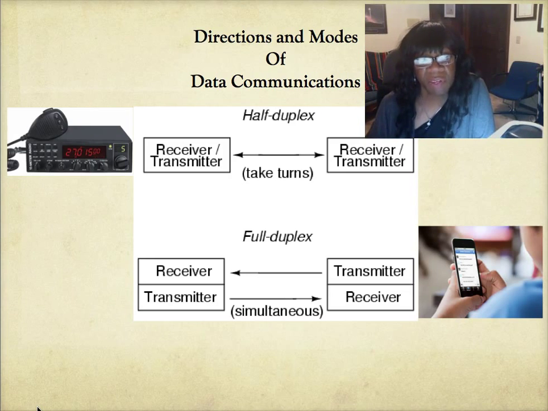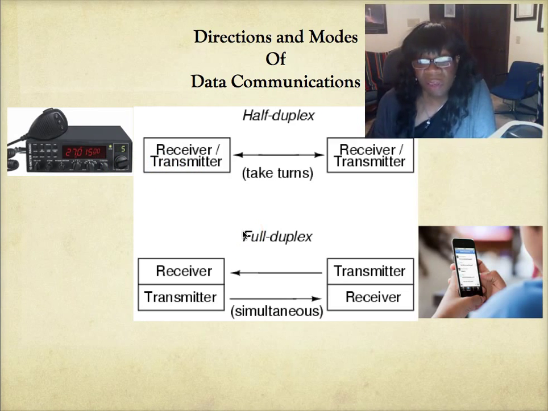The second channel would be the half duplex. In the half duplex, the communication that takes place is a back and forth type communication, albeit that it doesn't take place at the same time. An example would be a citizens band radio or ham radio. The users can either talk or listen, but both parties cannot talk at the same time.